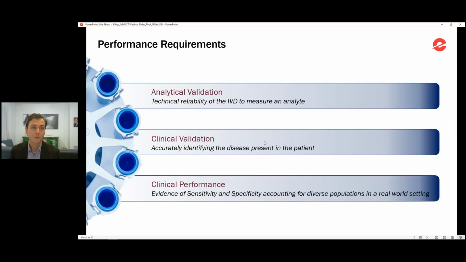In terms of getting to market, there are a number of clinical trials you have to go through to get your product approved. We try to classify these into three types of studies. An analytical validation looks at just the technical reliability of your IVD instrument. Clinical validation ensures that your test is accurately identifying the disease that's present in these patients. And then a clinical performance study is really a combination of those, looking at the sensitivity and specificity for large populations in a real world setting. This is your pivotal study, setting up your approval from the FDA.